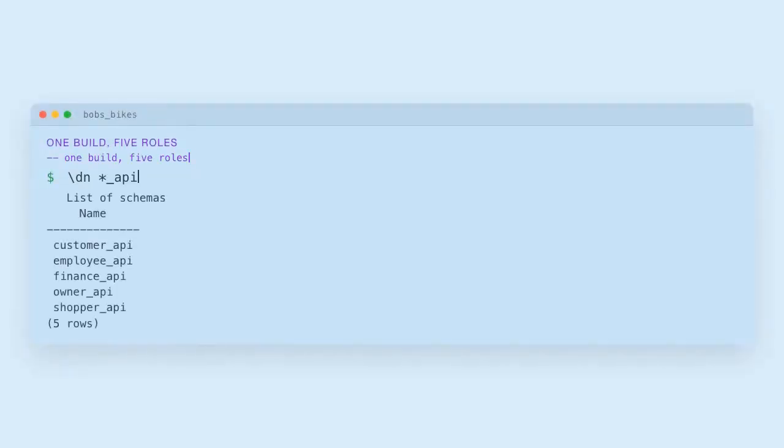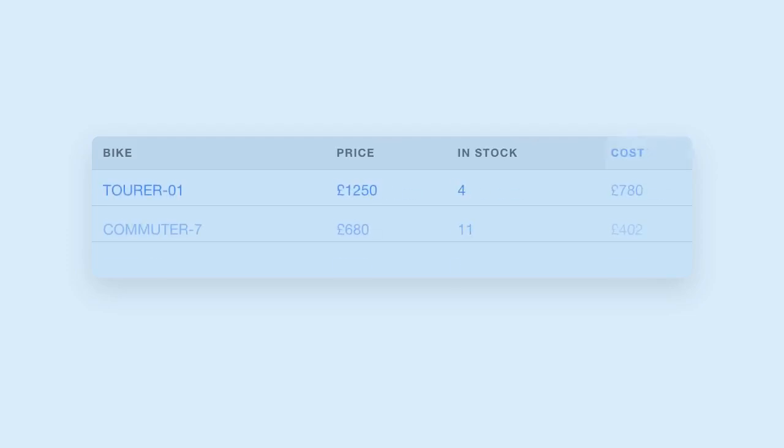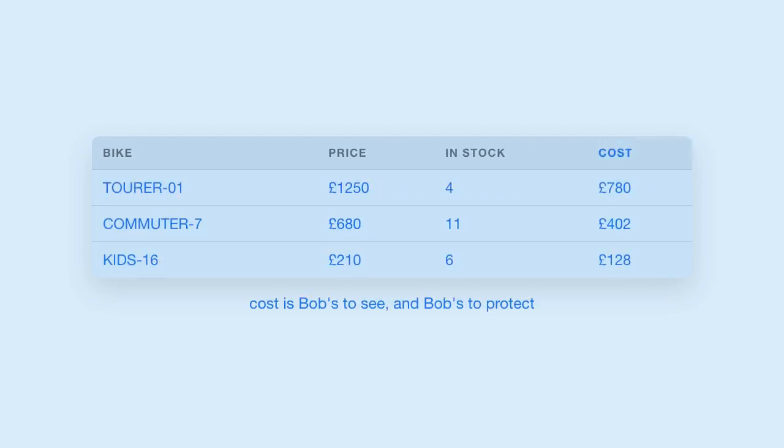Every kind of user gets their own copy of the shop. Bob's copy has the cost column. The shopper's copy simply does not. It is not hidden. It is not blanked out. In their copy of the shop, the column does not exist at all.